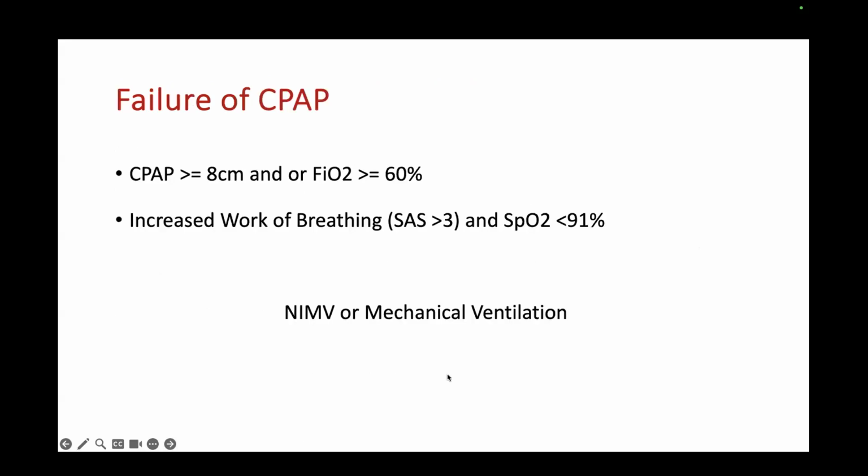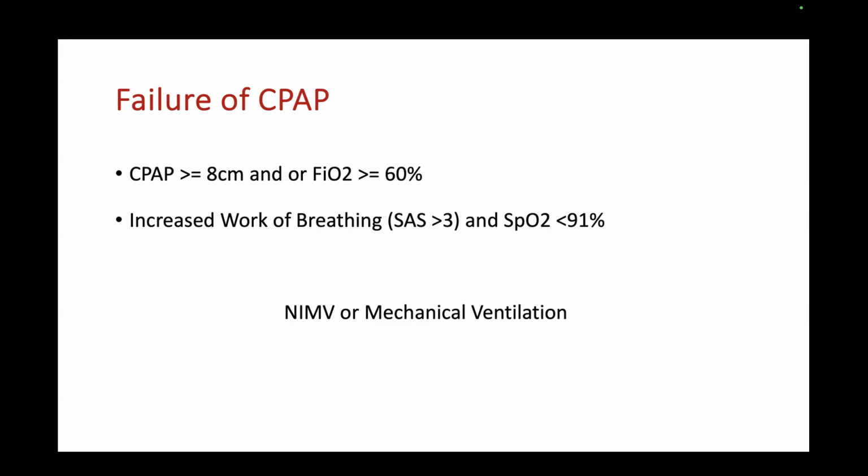So when do we say babies fail CPAP? If the pressure requirement is more than 7 centimeters and FiO2 is more than 60, the baby continues to have increased work of breathing and your saturations are less than 91%, that is the time we say that the baby has failed CPAP.